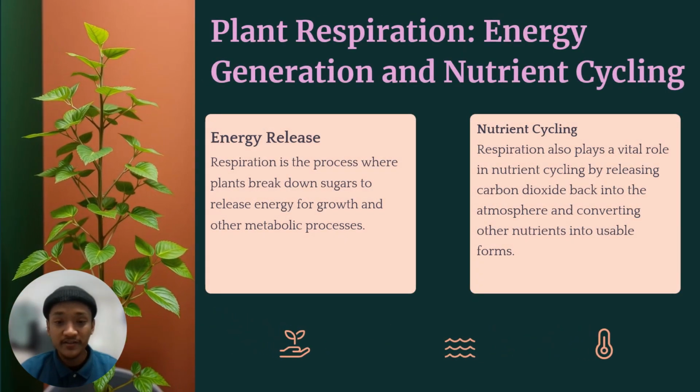Now, I will talk about plant respiration, energy generation, and nutrient cycling. First one, energy release. Respiration is the process where plants break down sugar to release energy for growth and other metabolic processes. For the second one, nutrient cycling. Respiration also plays a vital role in nutrient cycling by releasing carbon dioxide back into the atmosphere and converting other nutrients into usable forms.